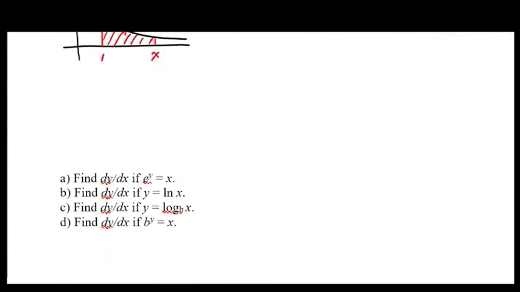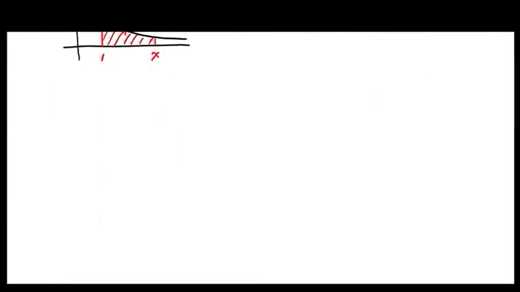Do you remember the compound interest formula? Compound interest formula was like this. Your compound interest is principal times 1 plus r. Oh, wait.